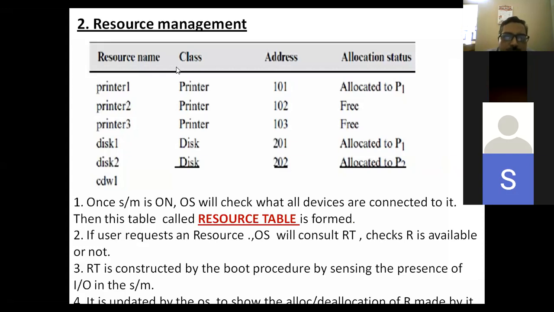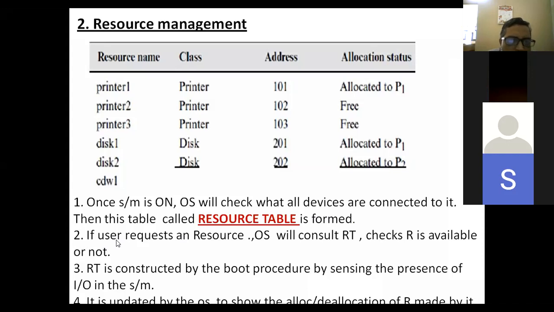This we call the resource table, where upon switching on of the system or the computer, the OS will maintain the resource table, where we have the resource name, the resource class and the starting address of those resources, as well as the resource allocation status, maintained by the operating system. So this table is called the resource table, which is formed by the OS upon the switching on of the system.